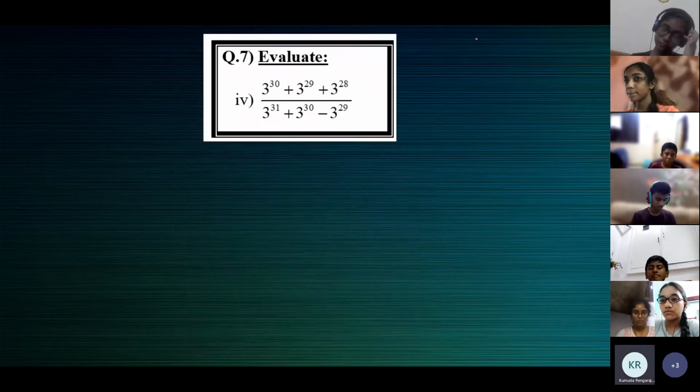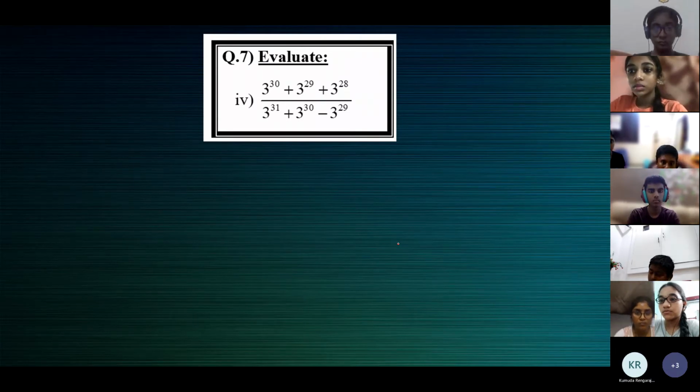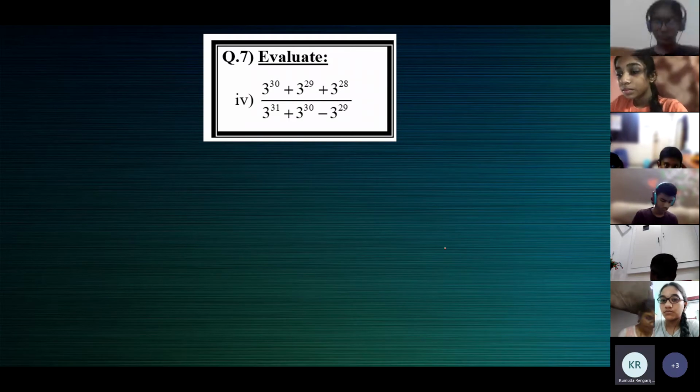Try this by yourself. Take out the least power common. Which was the least power? 28. Yeah. Do it in the same way. I'll just get back in 2 minutes.